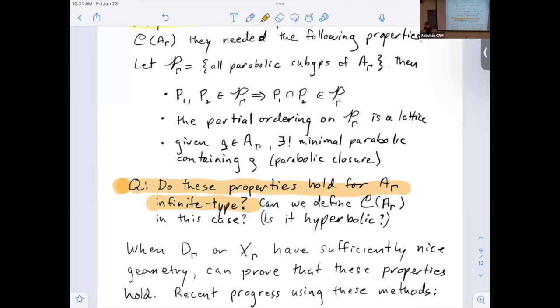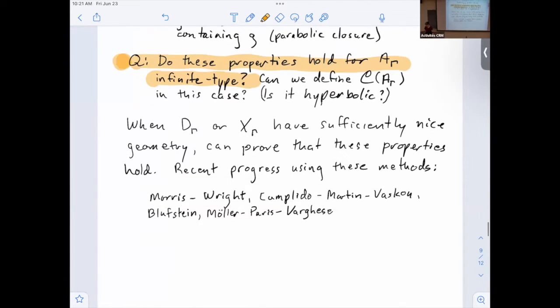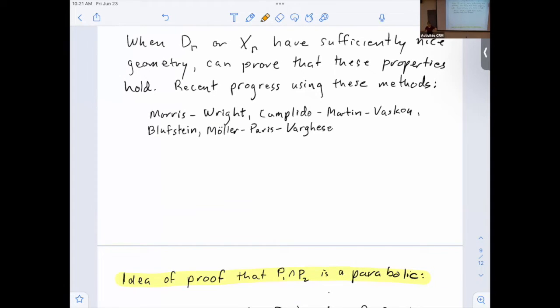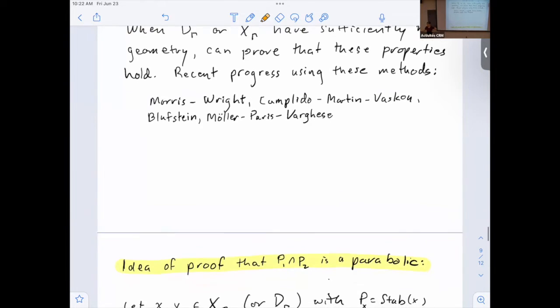There's been some progress on that by Rose Morris Wright, a former student of mine, Completo, Martin, Vascu, Stein, I didn't pronounce that right, Muller, Paris, Varghese, et cetera. There's lots going on in this area. It's a really nice question. So what I would like to do, I didn't know if I'd have time or not, but yes, I think I do, is to give you just a little bit of an idea of how these proofs go. I thought I'd try and actually use the geometry to show something.